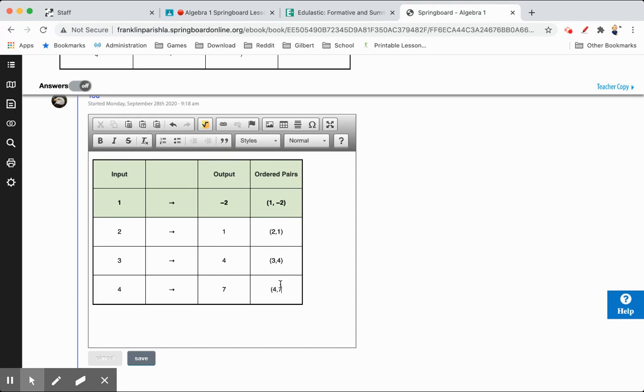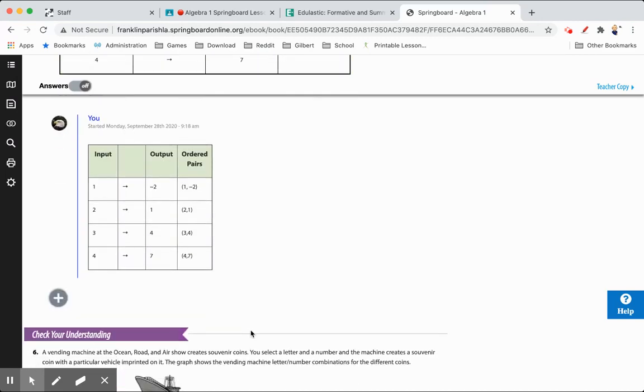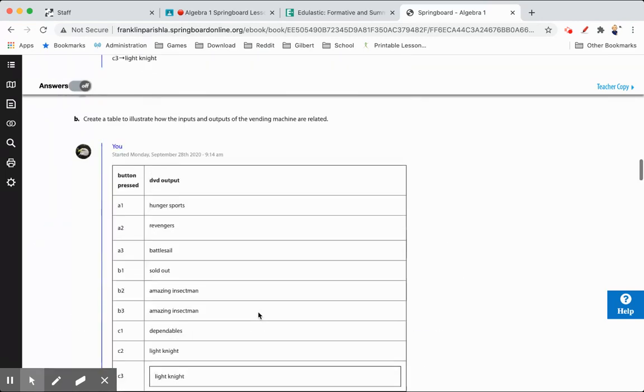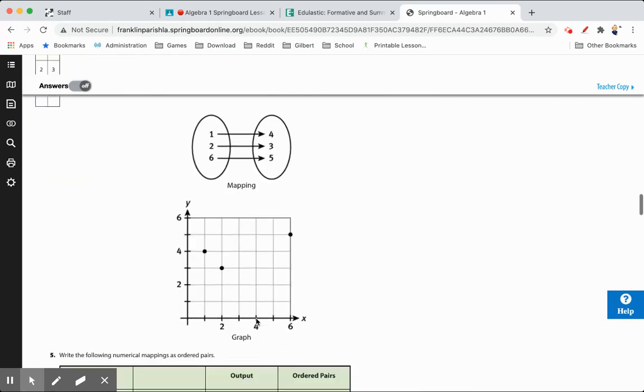(4, 7). Okay. Very simple so far. We're just walking you through it. It will get a little trickier in just a minute as you look at what you've got, but not too much trickier.